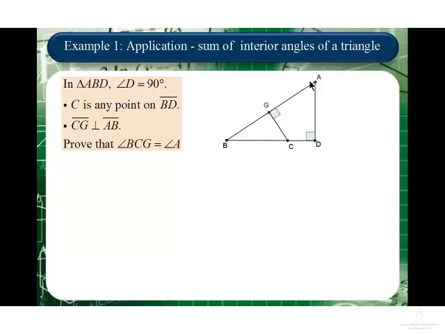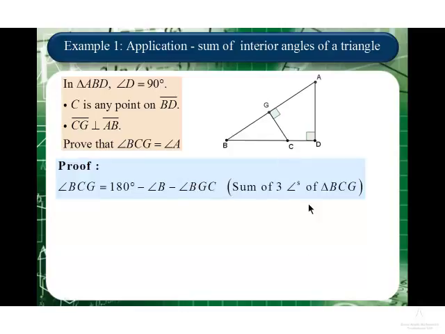In such a case we have to prove that angle BCG, that's BCG, this angle over here, is equal to the angle A in the triangle ABD. So we need to prove that these two angles are the same. How do we do this?